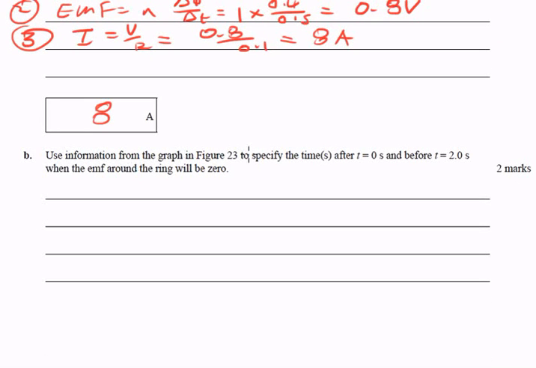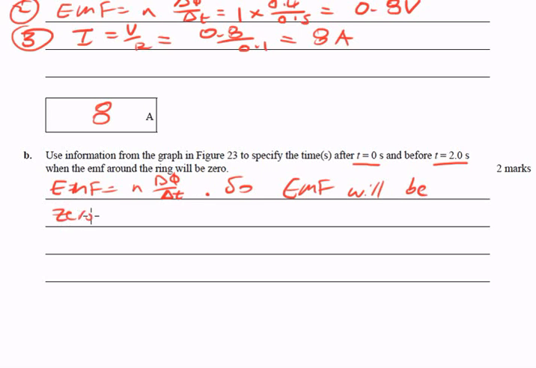Alright, use the graph to specify the times after time t equals 0 and before time equals 2, when the EMF around the ring will be 0. Now EMF equals N change in flux over change in time. So the EMF in this case will be 0 when flux isn't changing, and that on the graph is when the gradient equals 0.